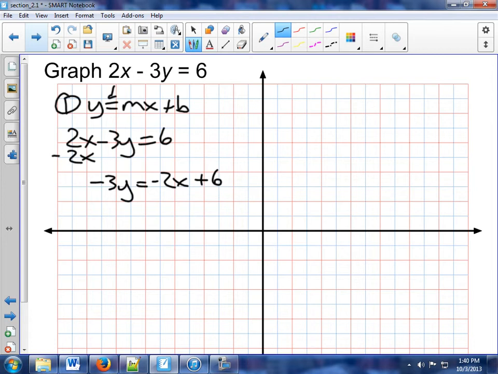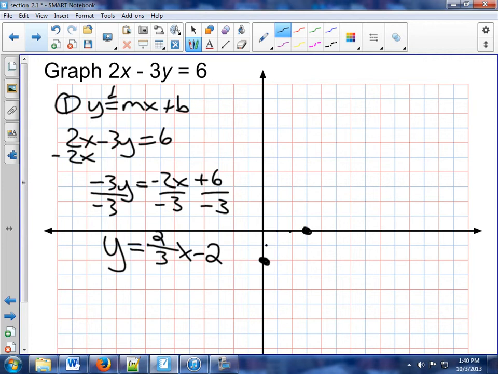At this point, we're almost there, but you cannot have anything in front of the y, so you have to divide everything by what's in front of the y. Okay? So this is y equals, well, what does -2 over -3 become? Positive 2/3, right? And what's a positive 6 divided by a -3? -2. Now I can graph this because my y-intercept is -2, up 2, over 3. And you label it.